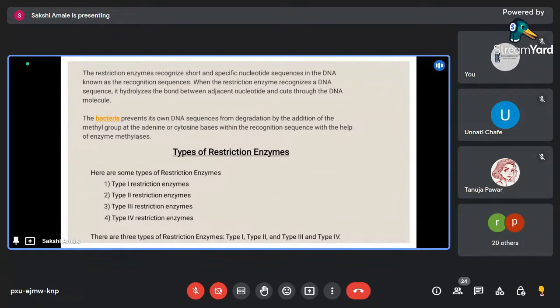So the restriction enzymes recognize short and specific nucleotide sequences in the DNA known as the recognition sequence. And when the restriction enzyme recognizes a DNA sequence, it hydrolyzes the bond between adjacent nucleotides and cuts through the DNA molecule. So what does that mean?